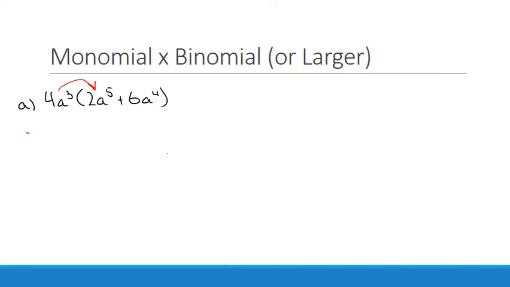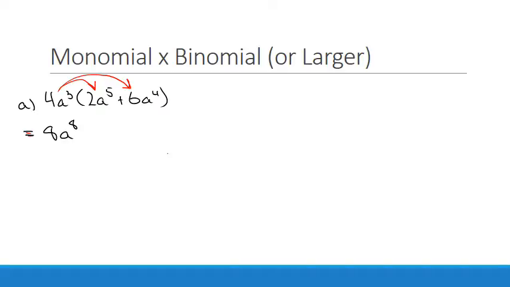So this first multiplication, 4a cubed times 2a to the 5th. Well, 4 times 2 is 8. A to the 3rd times a to the 5th. Remember, I just add those exponents, so I get 8a to the power of 8. Once I'm done my first multiplication, I distribute the 4a to the 3rd power to the next term in line. So if there was 3 terms, I'd have 3 distributions. If there was 10 terms, I'd have 10 distributions. This question only has 2 terms, so there's 2 distributions.